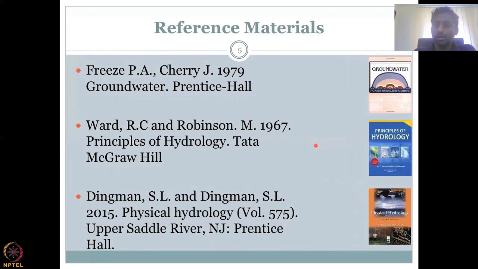Then, after the introduction of the personnel, I would like to introduce the books that we'll be using for this course. The most important book I would recommend is Freeze and Cherry's Groundwater book. A lot of government agencies across the world have been using this book. And one of the lead authors has been awarded the Stockholm Water Prize, which is relevant for today, and also it is as big as an award.